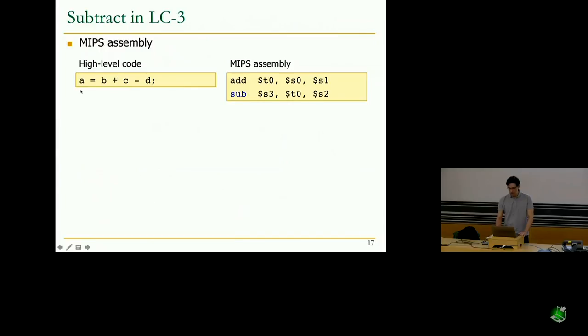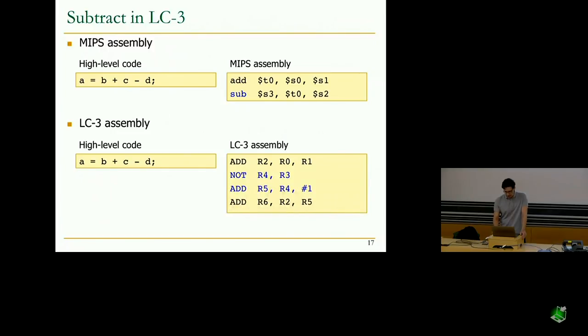How can we implement this in LC3? In LC3, recall that we don't have subtraction. We only have three operate instructions in LC3: and, add, and not. We don't have sub. So how should we do it if we want to subtract two numbers in LC3? Well, we need to do something like this. This is exactly the same as this one here, an addition of R0 and R1. Assume that in R0 we have B and in R1 we have C.